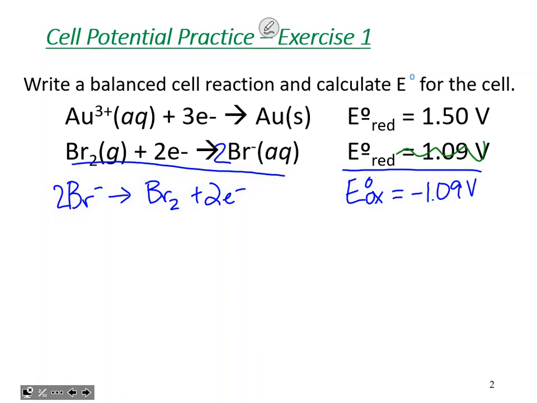So we're going to ignore this one, because remember this is redox, so you need an oxidation and a reduction. So here we have our oxidation, and we have our reduction. Now we can add them together.